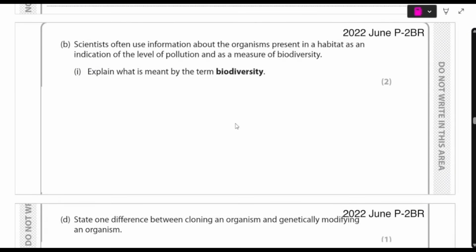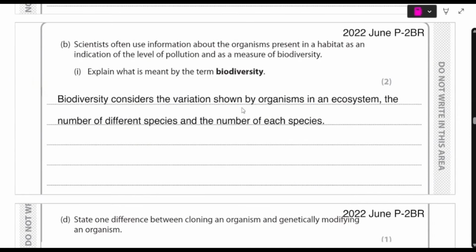Next up, we have: explain what is meant by biodiversity. So, biodiversity is the variation in organisms and the number of species, along with the number of each species. So it is considered the variation shown by the organisms, the number of different species, and the number of each species.